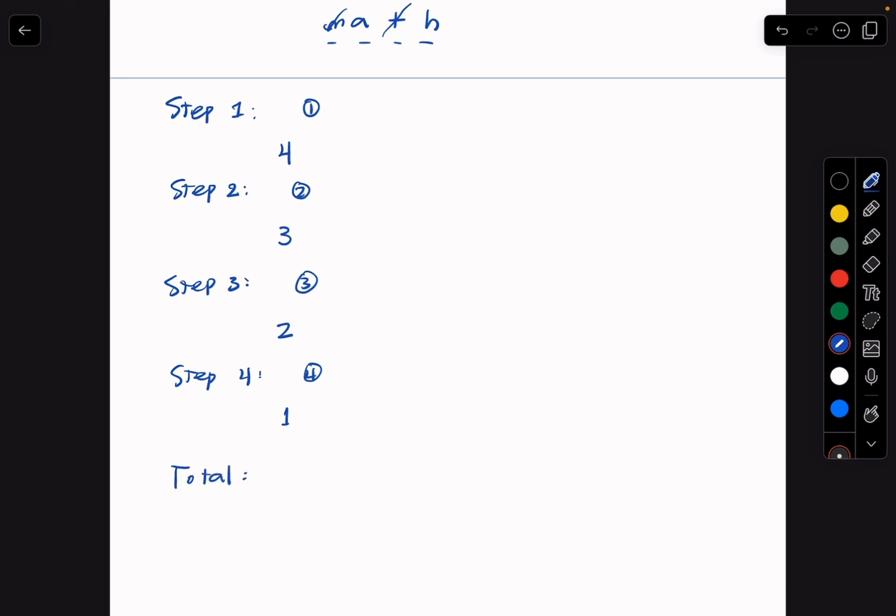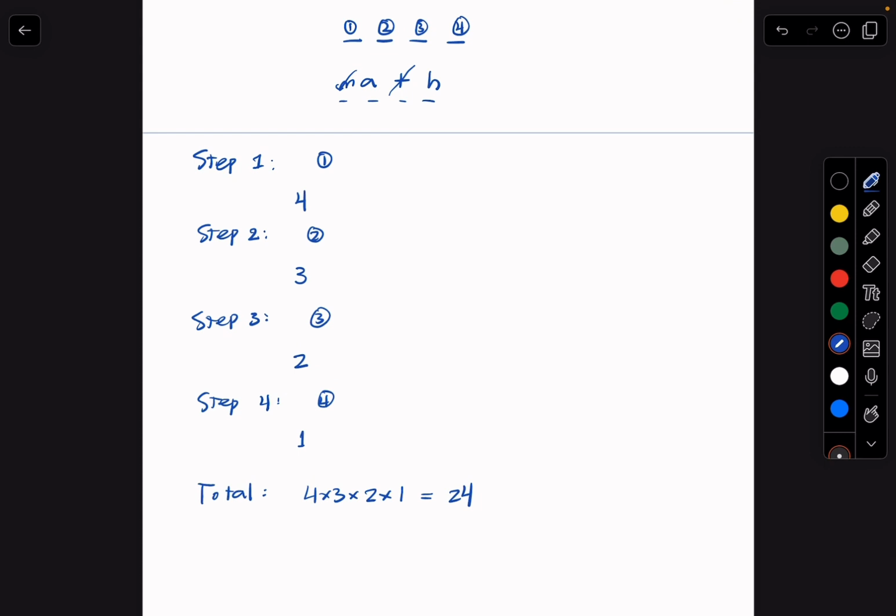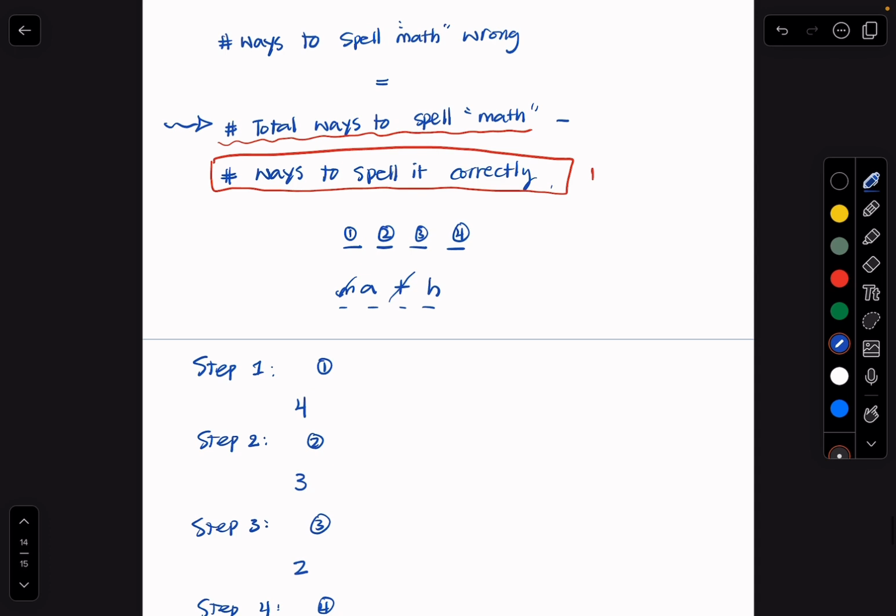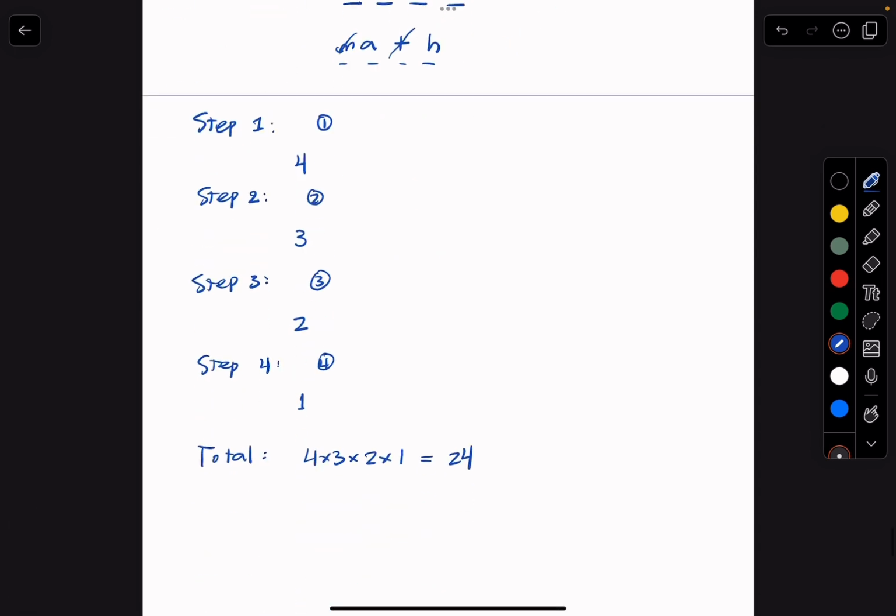So in order to find the total ways to spell the word math, we'll just multiply the 4 steps together, which gives us 24. But remember that we haven't done the question yet. The question is asking us how many ways to spell the word wrong, right? So what I need to do is use the total number minus the only 1 way to spell it right, which gives me 23 as the answer.